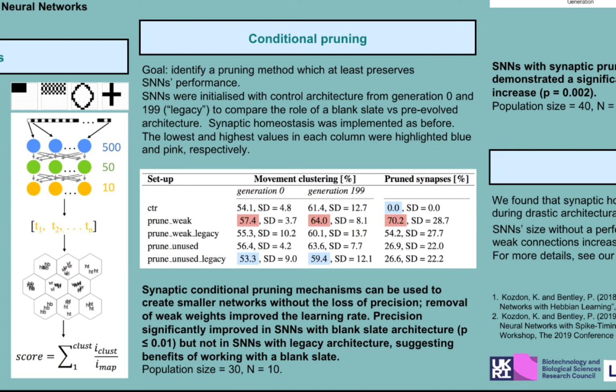We found no correlation between the amount of pruning and network performance. Pruning did not have a negative effect, and the best performing network happened to also have the highest proportion of pruned synapses. Removal of weak synapses improved the learning rate. Precision significantly improved in spiking neural networks with blank slate architecture, but not in spiking neural networks with legacy architecture, suggesting benefits of working with a blank slate when implementing pruning.